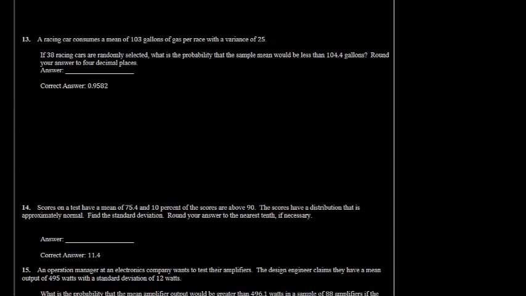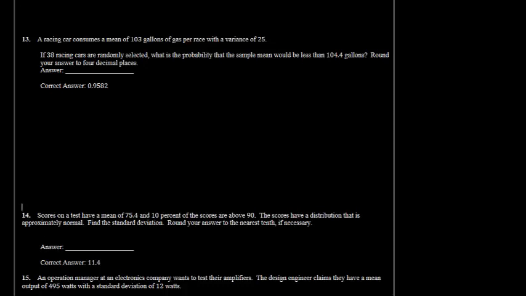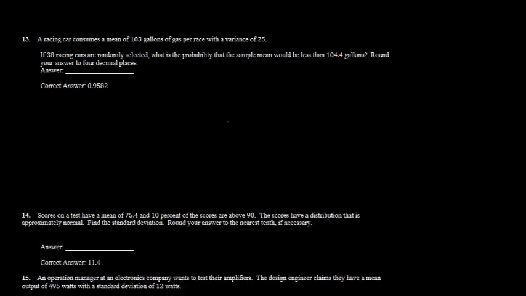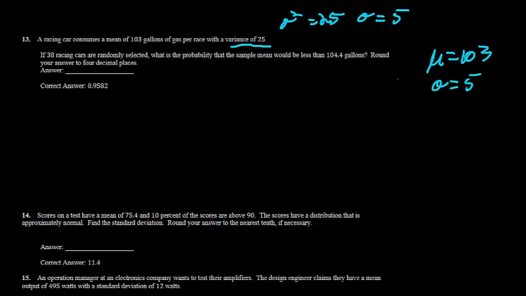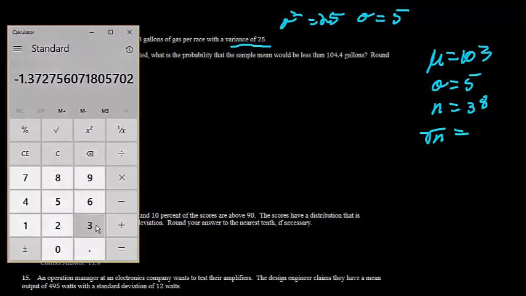Could be an issue. A racing car has a mean of 103 gallons of gas per race with a variance of 25. Again with the variance. Okay, so right from the beginning, variance 25 means sigma is equal to 5. Mu is equal to 103. Sigma is equal to 5. 38 racing cars, so n is equal to 38. You know you're going to have to take the square root, so let's just do it now. But if you do it, you want to write it down to make sure that you don't go back and confuse one for the other.